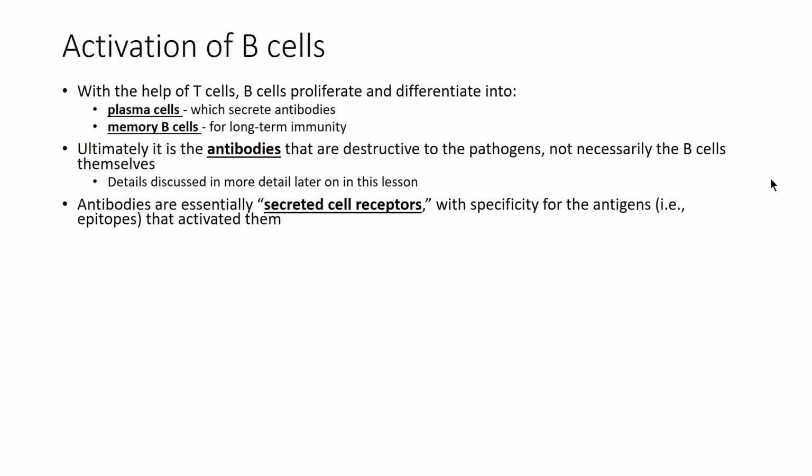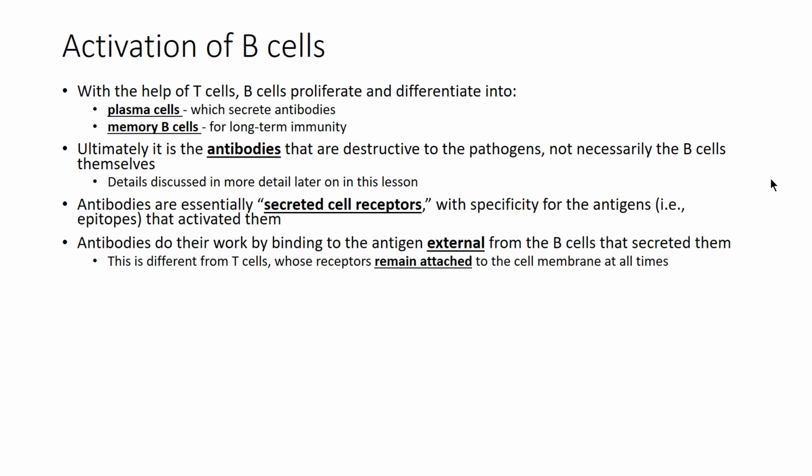They're secreted in high volume, so that the same concept of lock and key specificity can take place outside of the cell. So they do their work binding to antigen external from the B cell, and ultimately they can flood the body and saturate different cavities of the body in ways that the individual cells themselves cannot. This is different from T cells. T cells have similar kinds of receptors, but their receptors remain attached to the cells at all times.